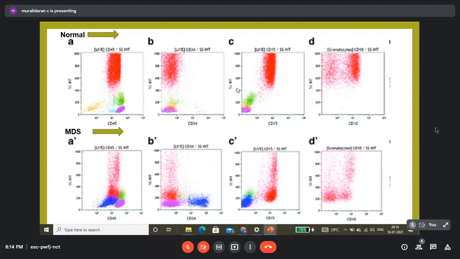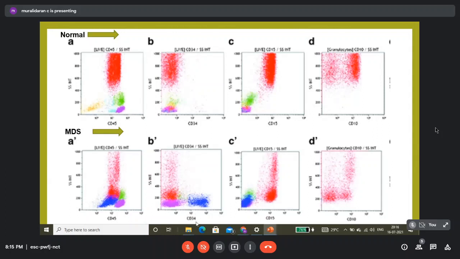But if you see an MDS patient, with similar CD45, see that the band has decreased in intensity. Even it has accumulated more towards here. So somewhat the myeloid series precursors are increased, but the maturing cells are a little bit decreased. That is the indirect evidence that we are able to see here.